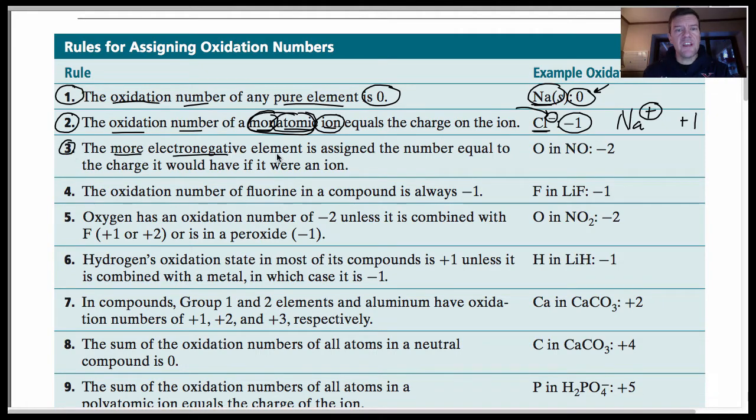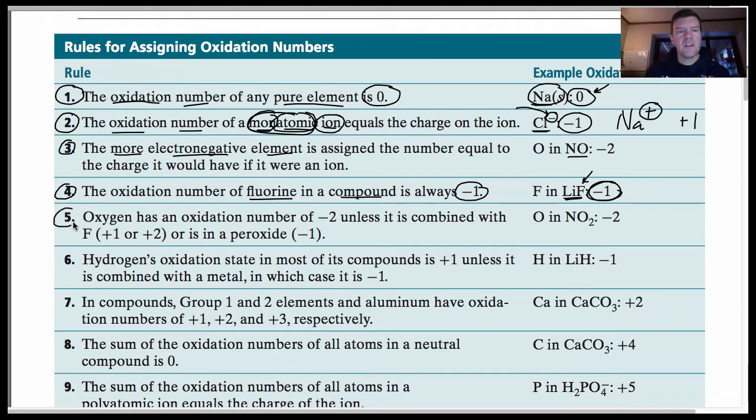Okay? Number 3. The more electronegative element is assigned the number equal to the charge it would have if it were an ion. Well, this is going to play out later on, so I'm not going to go into this one too much because it's a little confusing. I'm just going to let this show itself later on when we actually do some examples. Okay? Number 4, the oxidation number of fluorine in a compound is always -1. So if you see fluorine in a compound with something else, the oxidation number that you always assign fluorine, because it likes electrons, is -1. We're going to assume that it likes to pull in electrons towards itself. So -1 for fluorine always.